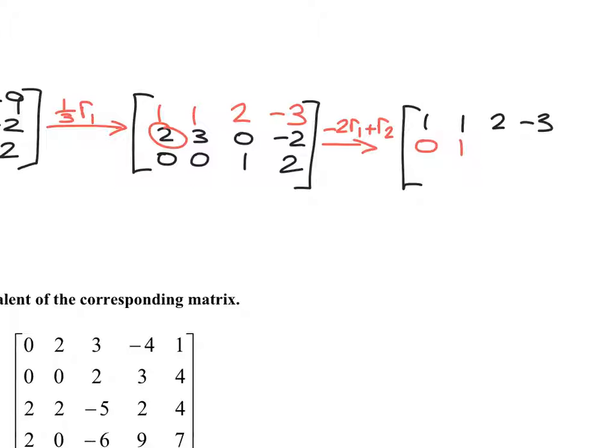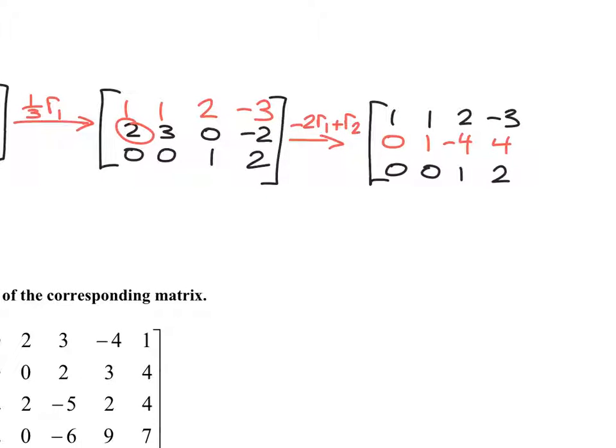Negative 2 times 2 is negative 4, plus 0 is negative 4. Negative 2 times negative 6, well, okay. Negative 2 times negative 3 is 6, plus negative 2 is positive 4. And then we have our 0, 0, 1, 2. All right. So, again, just looking to just keep it going here.